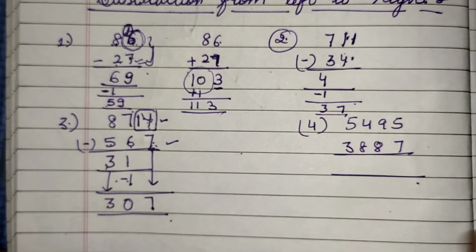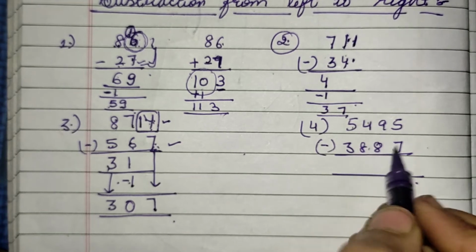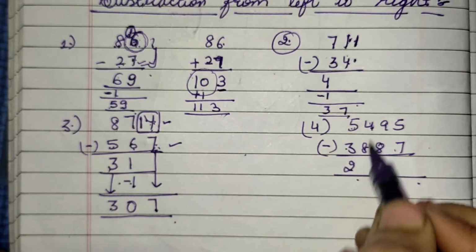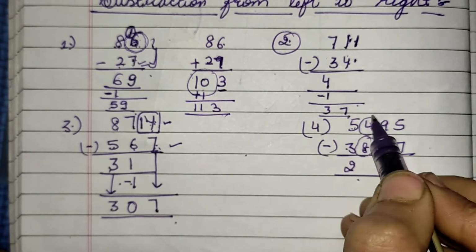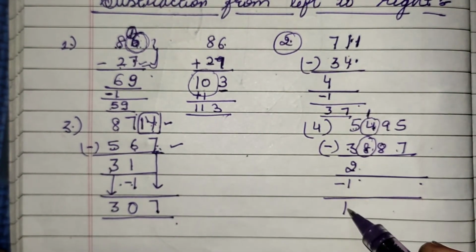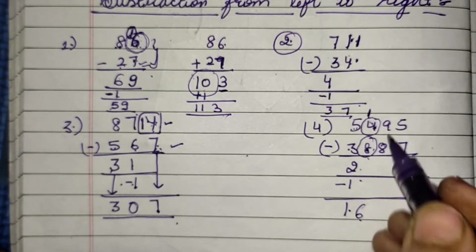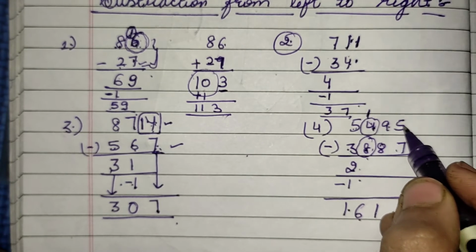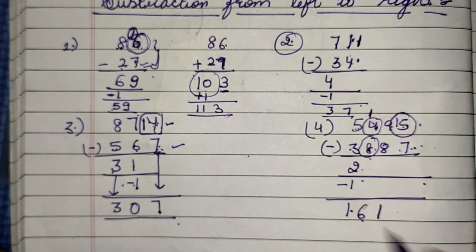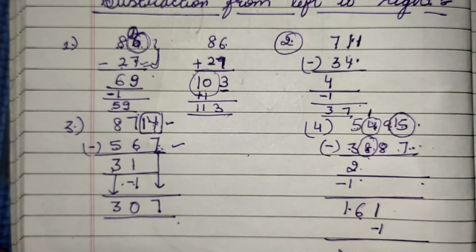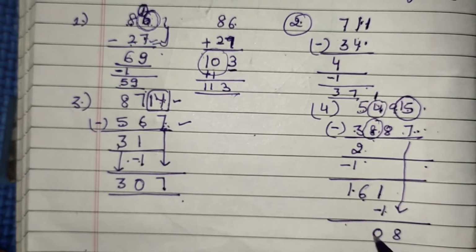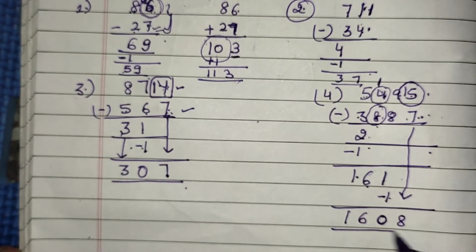Next, if I am going to subtract this 4-digit number, 5 minus 3 will be 2. 4 minus 8, this is smaller and this is bigger, so make it 14 and subtract 1 from here. So 2 minus 1 will become 1, 14 minus 8 will become 6, 9 minus 8 will become 1. Now again, this is smaller and this is bigger, so you make it 15 and do minus 1 from here. So 15 minus 7 is 8, 1 minus 1 is 0, and it will be 6 and 1.